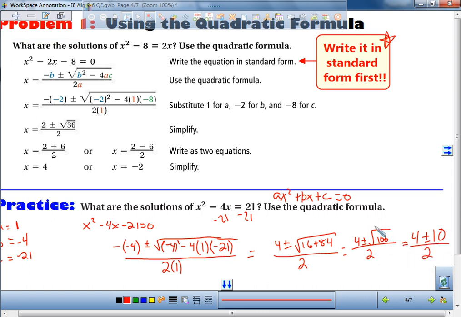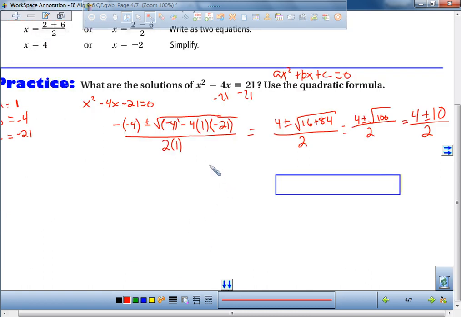Now, the next part is where we can get our two solutions. In order to get our two solutions, I have to set up two different expressions. I have 4 plus the 10 divided by 2, so that's the plus part, and then I have to set up an expression with the minus.